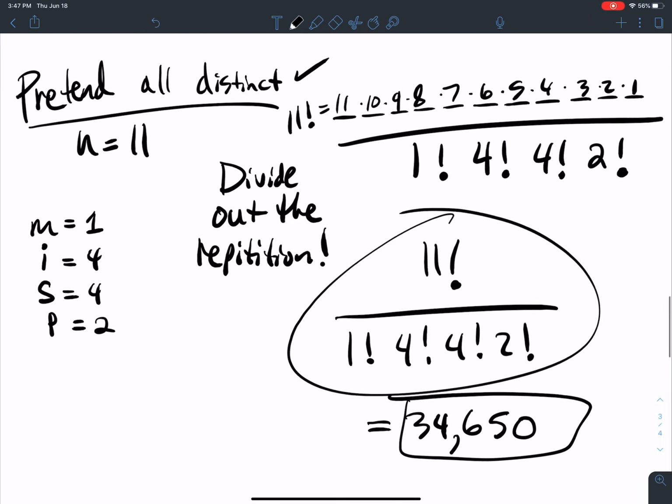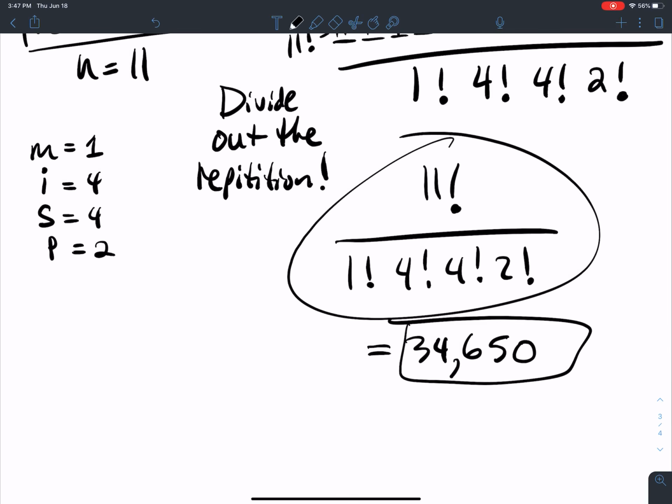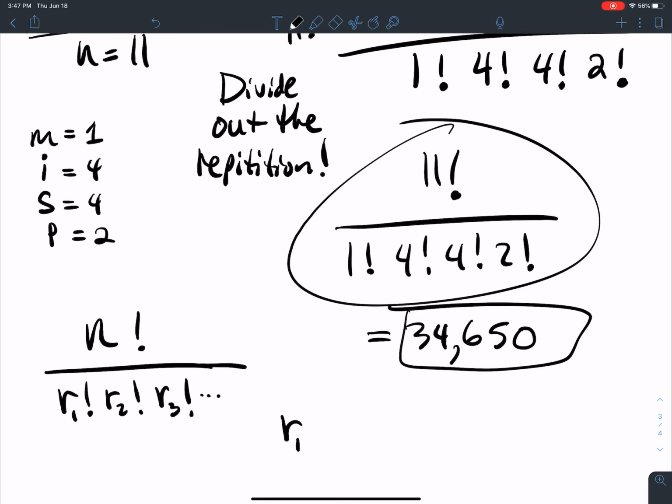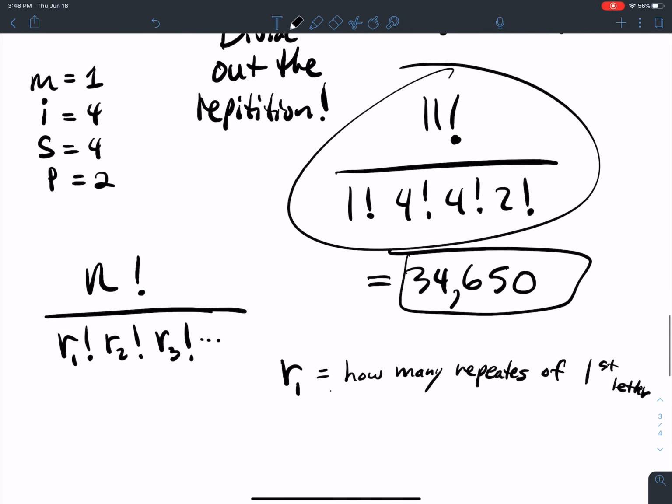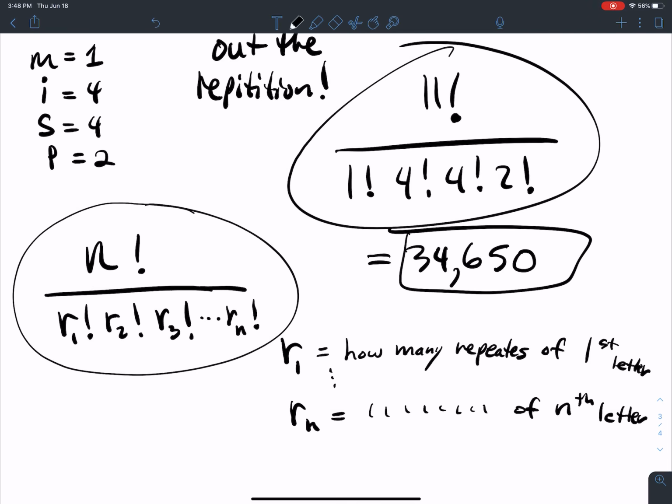So in general, the formula here is n factorial divided by r1 factorial, r2 factorial, r3 factorial, however many there are, where r1 represents how many repeats of the first letter. And then you just go down. Rn is how many repeats of the nth letter. And so that's the in general formula.